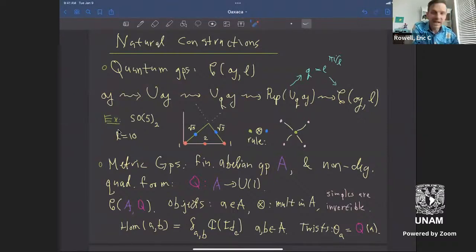So I'll use sort of the Kac-Moody style of notation. SO5 level 2. Okay, this corresponds to taking G to be SO5, and you take q to be a 20th root of unity. Looks like this. l is 10. When you do this process, it turns out that the representations of U_q G look an awful lot like the representations of G, at least combinatorially.